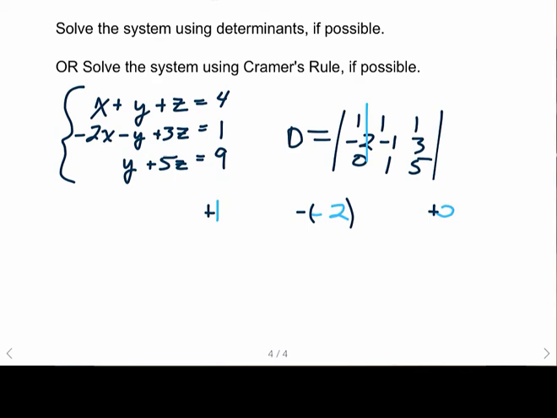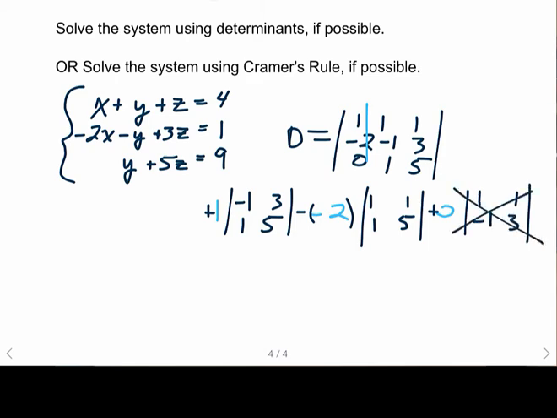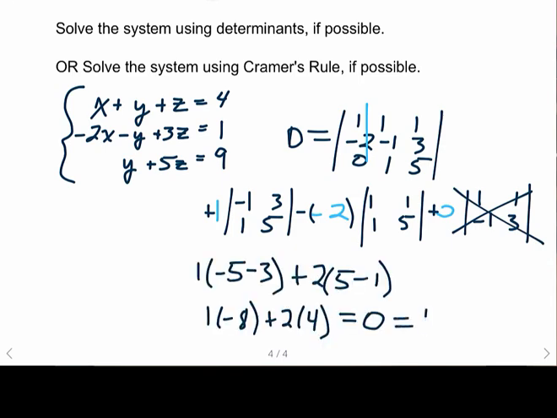And then we have our minors. The minor of 1 is going to be negative 1, 3, 1, 5. The minor of negative 2 is going to be 1, 1, 1, 5. And the minor of 0 doesn't matter, but I'm still going to write it: 1, 1, negative 1, 3. Of course, that's 0, so we're not going to look at that one anymore. And then I'm going to go ahead and bring this home, and I get that D is 0.